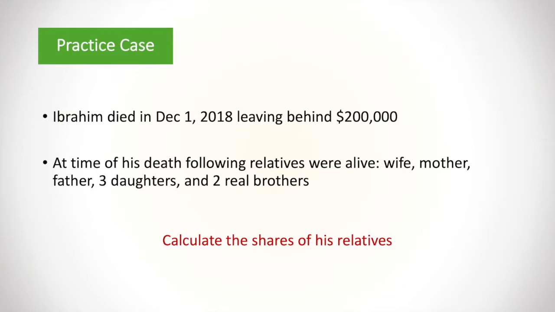Let's begin. In this case, Ibrahim died on December 1st, 2018, leaving behind a property of $200,000. At the time of his death, the following relatives were alive: wife, mother, father, three daughters, and two real brothers. So let's calculate their distribution.